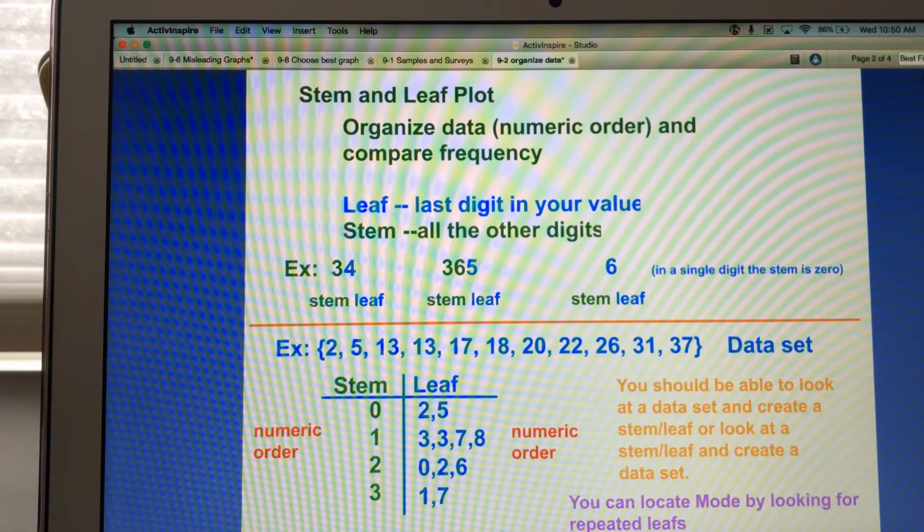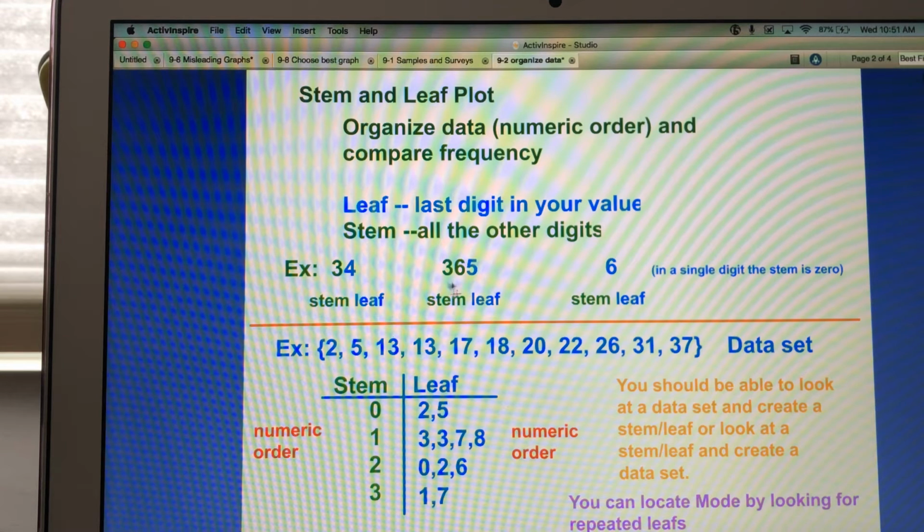Remember, the stem is all of the digits except the last one, which we call leaf. They both begin with L. It's a little helpful. The leaf is also the last thing on the tree. You have the trunk, the stems, the branches. Leaf is the last thing that comes off the tree. Here are my examples. 34, I have a stem and a leaf.